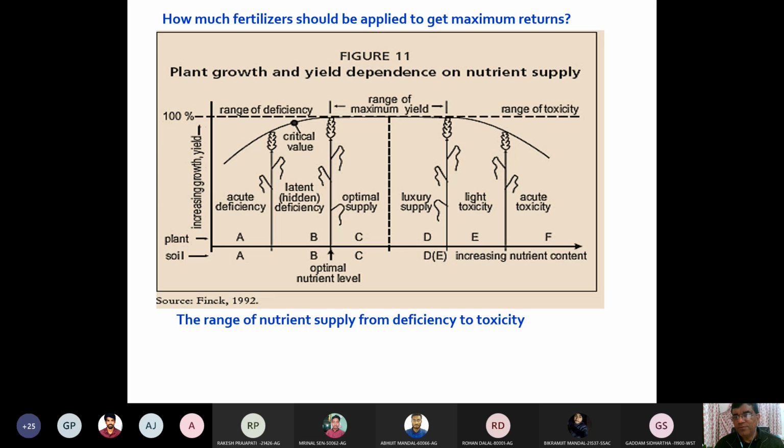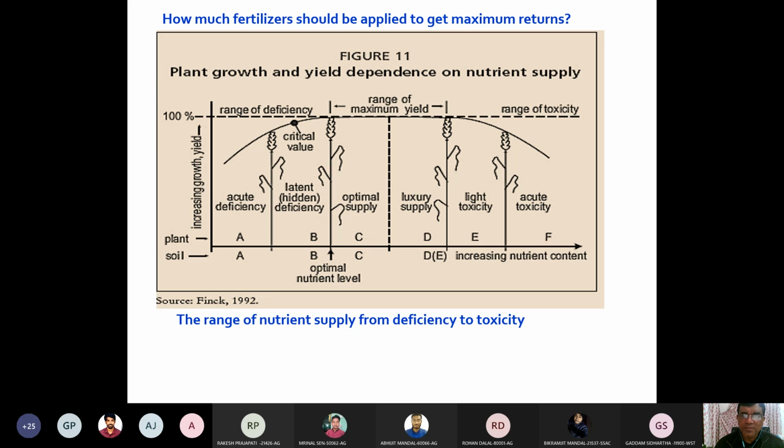Generally, it is thought that if your nutrient level is more in soil, then plant level will be more. So, light toxicity in the beginning, and then you continue to increase the level of that particular nutrient, then it will become acute toxicity. But this kind of toxicity happens mostly in case of micronutrients. Your primary nutrients, secondary nutrients, they do not have any toxicity.